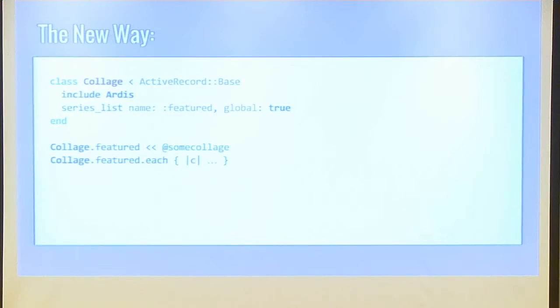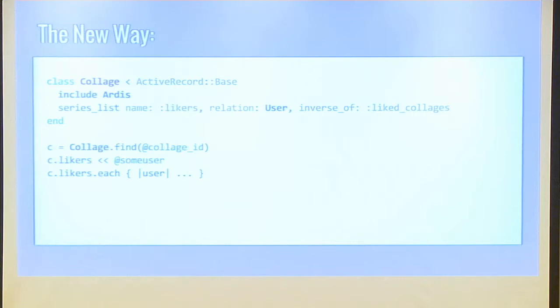The new way using our library is basically to just say, I just want a list of things. It should be featured. Global means it should be a class thing, and that's it. Once you have that, you don't have to run migrations. You don't have to create tables, anything. You just say, for my collages, I want to add this collage to featured, and then you can iterate over the featured collages. Same thing if you want to associate with one of them: you can have a collage and then have some user. All I have to do is say I want a list of likers for each collage, and then add it on, and you end up with just a list of likers, and that's all you have to do.